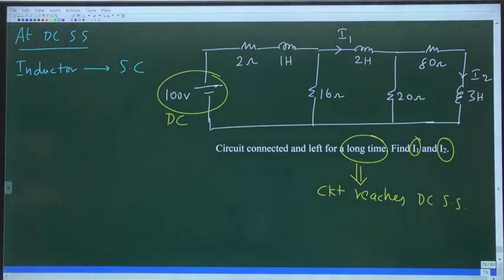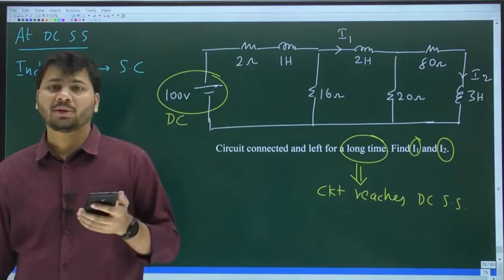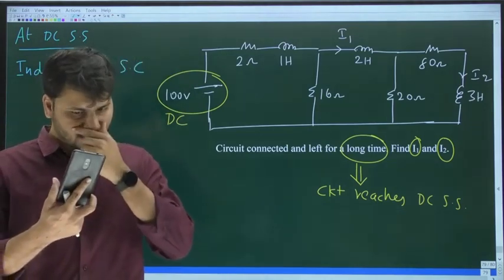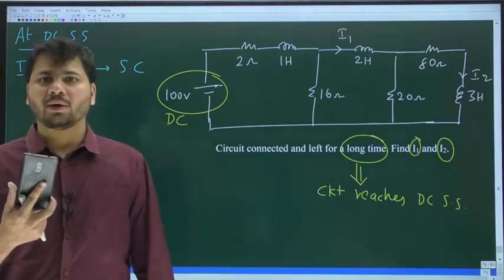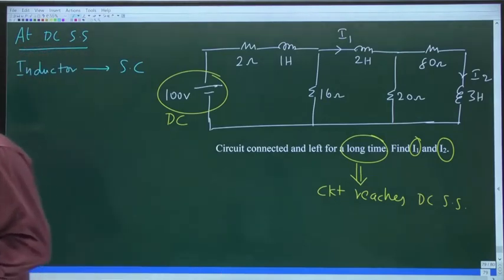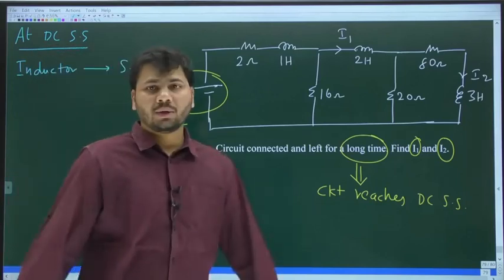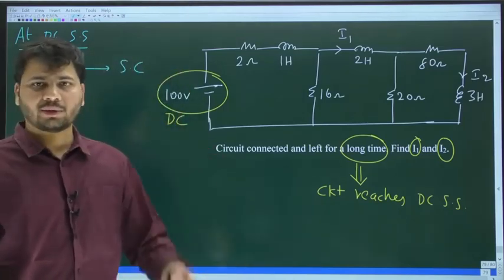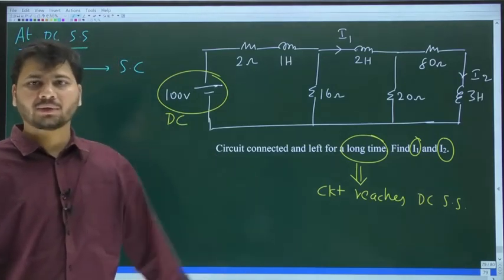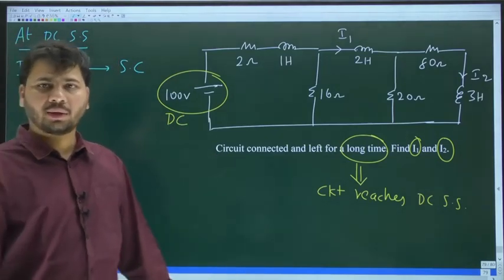Okay, Dineshwaran is saying the values of I1 and I2 are 5 and 4. What about others? Others also, please tell me your values for I1 and I2. I mean, it is very straightforward because the circuit reaches DC steady state. All you have to do is to make every inductor a short circuit.